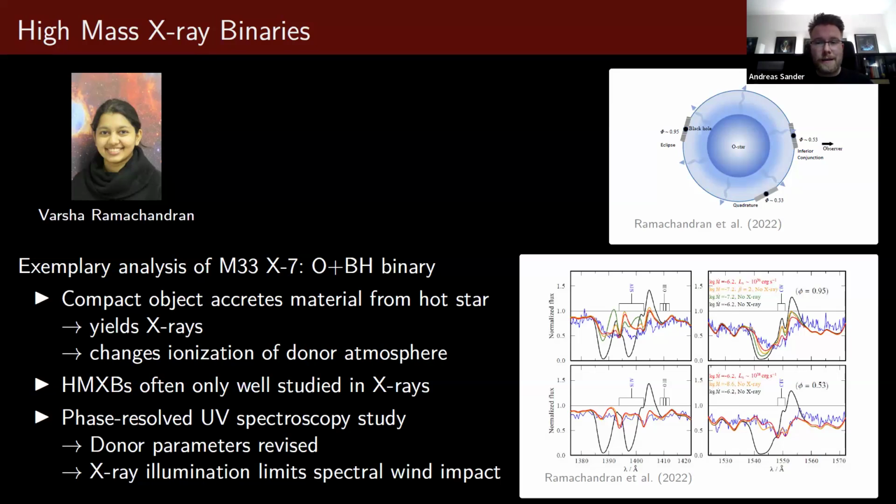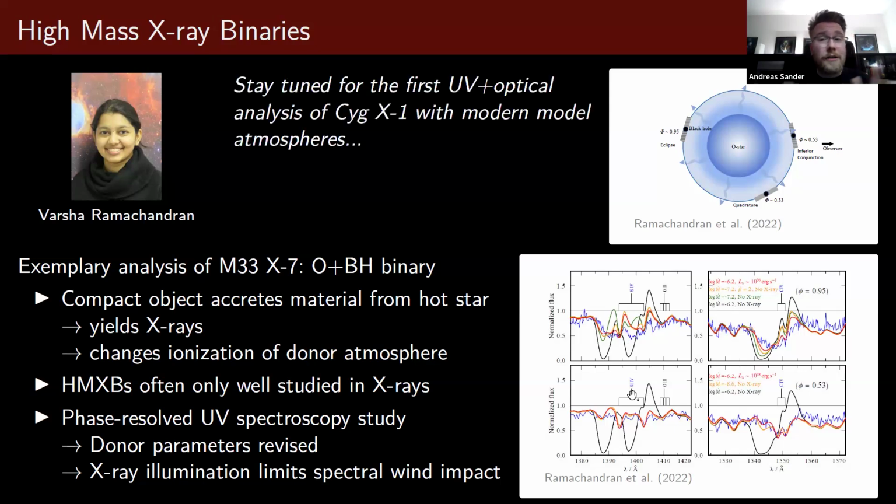And this is still a spherical model, so it's not a perfect approach, but within these limitations, we can try to account for the X-rays and then model this time-dependent change of the UV spectrum where we had a phase-resolved UV spectrum. And currently, actually, Varsha is working on another high-mass X-ray binary, namely the famous Cygnus X-1, which interestingly has only been analyzed with JWST from the modern model atmospheres, and we are now doing the first with expanding model atmosphere codes, at least as far as I'm aware of.